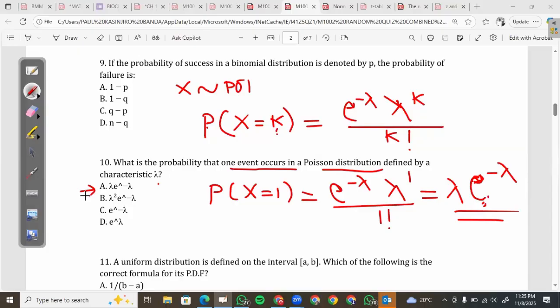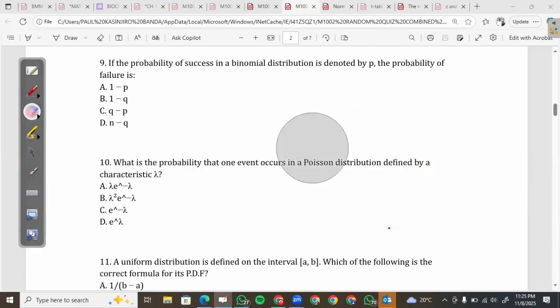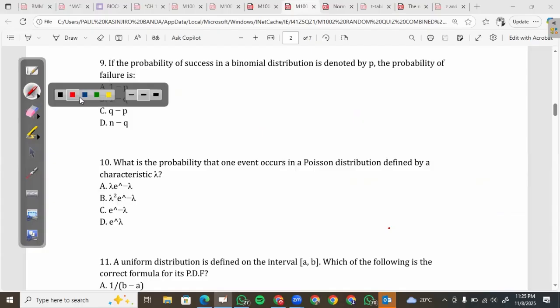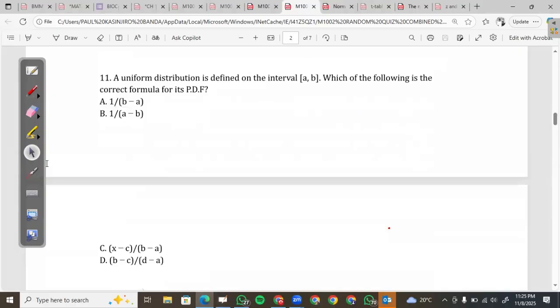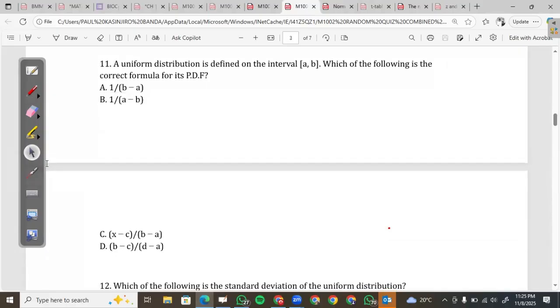Okay, let's now look at question 11. So I think the first random quiz ended on question 10, and then from question 11 to 20 it was another one. Yeah, so we start from there now.